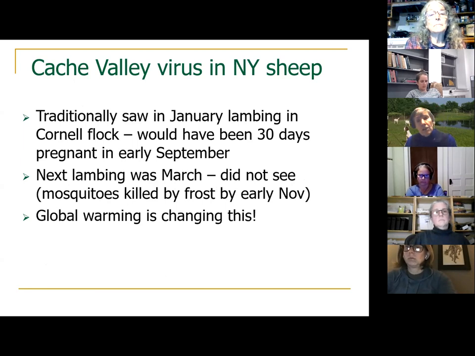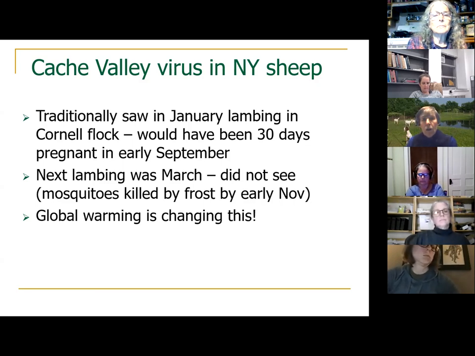Now, we've seen Cache Valley before, and traditionally we saw it in the January lambing in the Cornell flock. For lambing in early January, they would have been 30 days pregnant in early September. Now, the Cornell sheep were managed on something called the STAR system of accelerated lambing, where there were 5 lambing periods a year, each separated by 73 days.